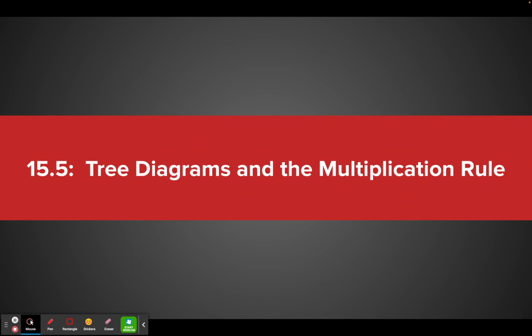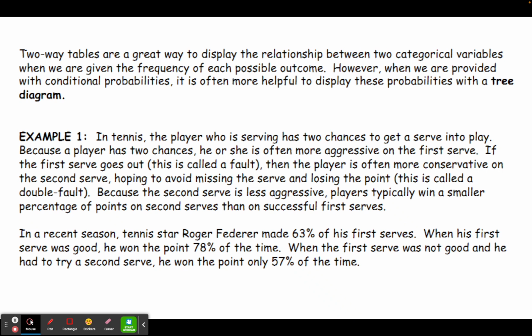In lesson 15.5, we're going to look at some slightly more complicated probability problems where we're going to use tree diagrams to help us organize the information in the problem and calculate some probabilities. And in the past, we've used two-way tables as a way to display the relationship between two categorical variables. However, sometimes we're given conditional probabilities, and in this case, it's more helpful to use a tree diagram.